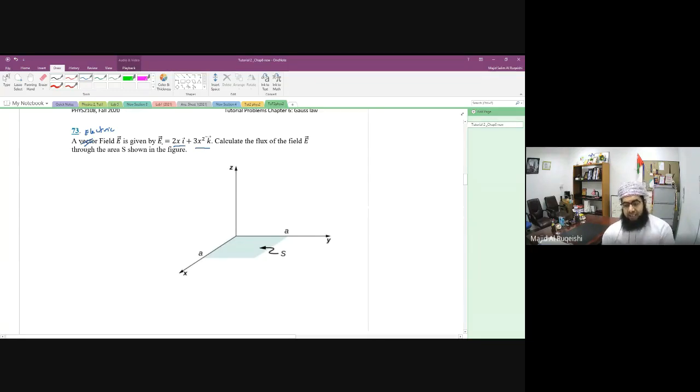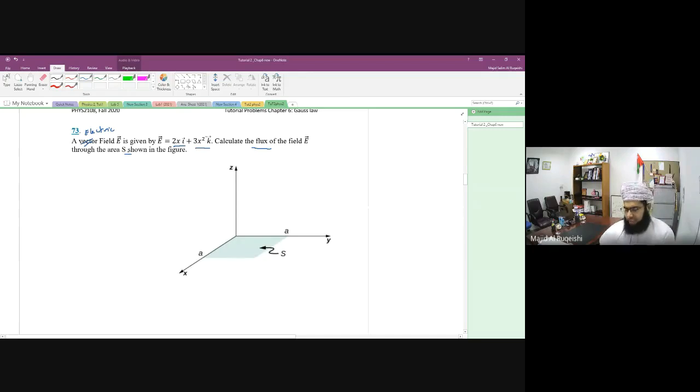For instance, if x starts from 0 and then starts to increase, that means the electric field will start to increase also. So the electric field is not constant. How can we deal with that? It would be easy, but we just see how we can add things together by mathematical means. Calculate the flux. So we are looking at the flux of the electric field through that area S.